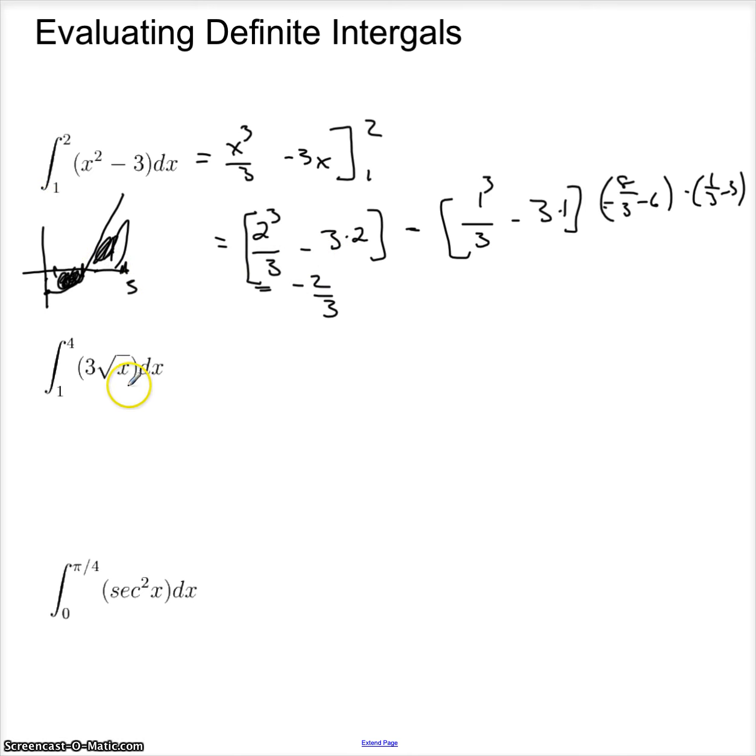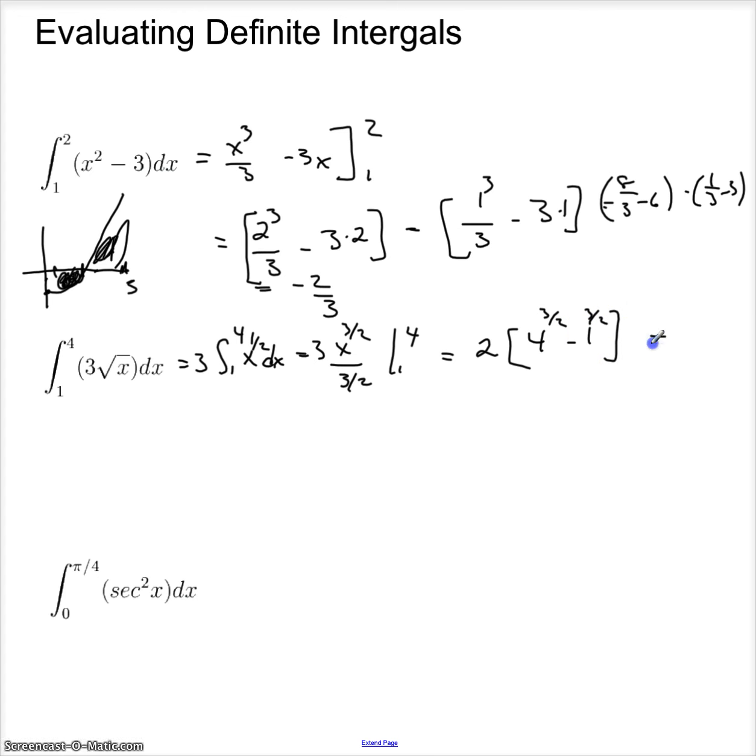Now let's look at the integral of 3 times the square root of x dx. Just because you have a constant here doesn't mean anything. Just pull it out. This is 3 times the integral from 1 to 4 of x to the 1/2 dx. So we can use our power rule. This is 3, x to the 3/2 divided by 3/2, evaluated at 1 and 4. So this becomes 2 times 4 to the 3 halves minus 1 to the 3 halves. And we get an answer of 14.